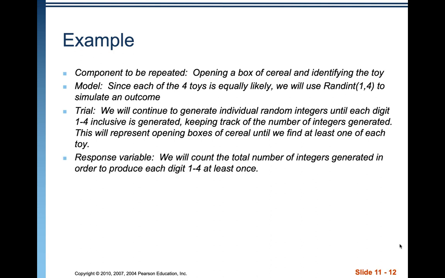The response variable is that count of the total number of integers generated in order to produce each digit 1 through 4 at least once. So for example, if I had 1, 3, 1, 2, 2, 1, 3, 4, I would stop finally on that 4 because that was the last digit that needed to be represented. And there are, let's just double check this, 1, 2, 3, 4, 5, 6, 7, 8. All right, it would have a result of 8 because it took 8 simulated boxes of cereal for me to get all 4 toys.